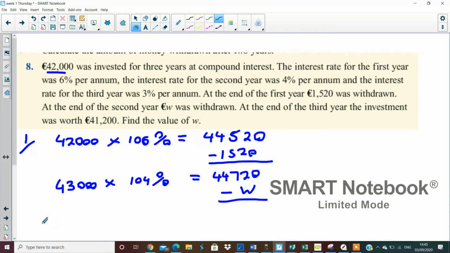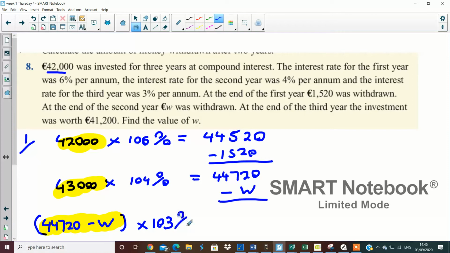We put it all into here. So, like the numbers that came before, it's this number. It's like the 43 and the 42,000, except there's one major difference. We don't actually know what the number is, do we? But we do know that it's 44,720 minus the W. All right? What do we multiply that by? 103. Yep.